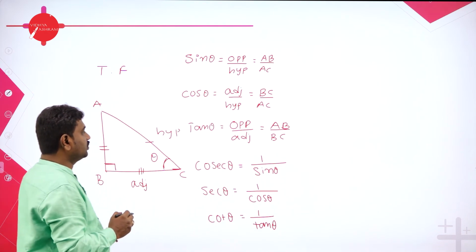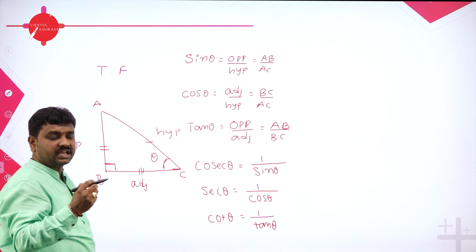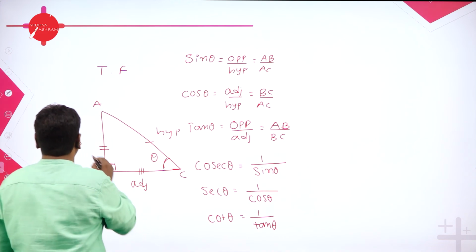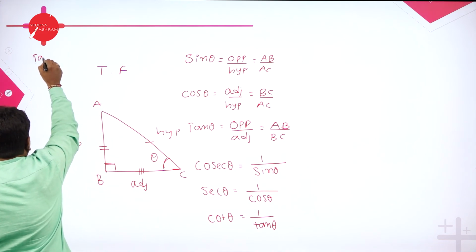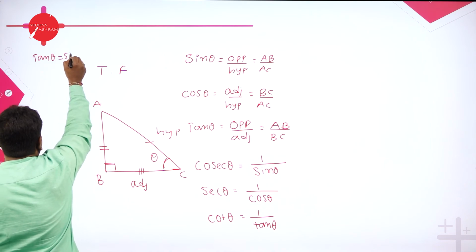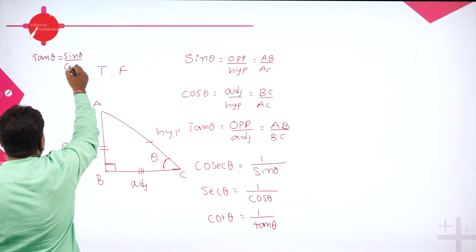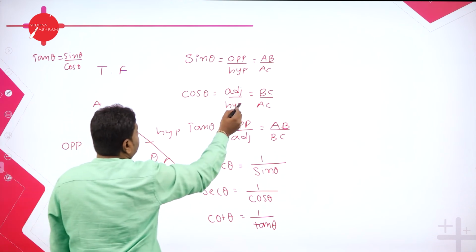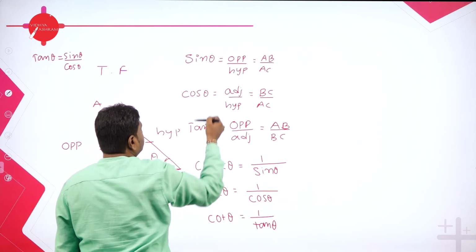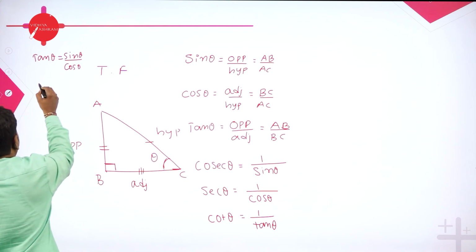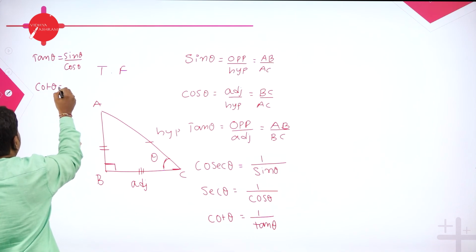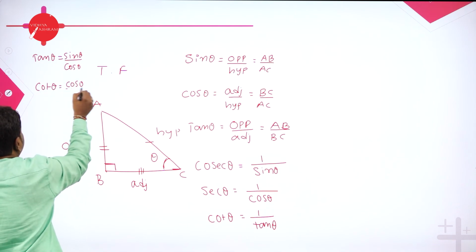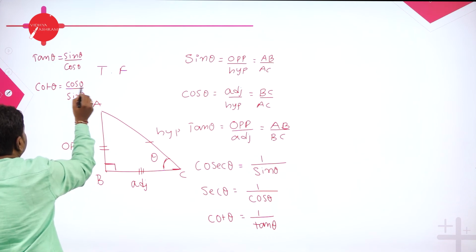And also, tan can be written as sin by cos. So, we can write tan theta as sin theta by cos theta. If you divide sin theta by cos theta, hypotenuse cancels, it will become opposite by adjacent, that is tan. And similarly, cot theta means reciprocal. Cot means cos theta by sin theta. Sometimes it is necessary for us to convert.